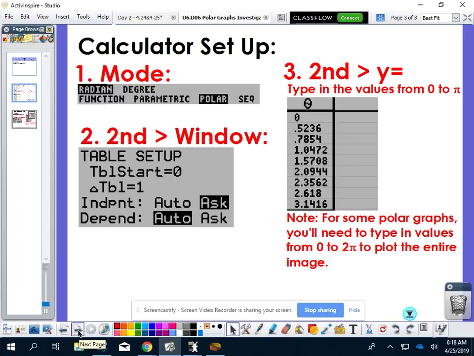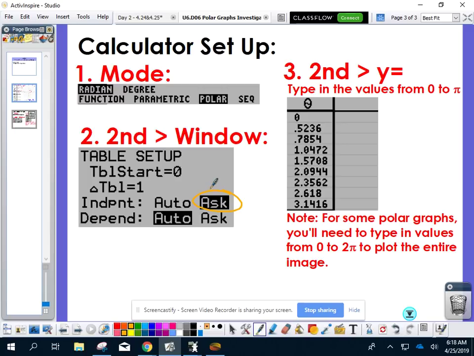features in your calculator. First of all, you need to make sure your mode in your calculator is both radian and polar. And then you'll go and hit the button second window. That's where you get your table set. And we are going to change your table set here, the independent variable, to ask. This just means that you can type in whatever you want when you're looking at the table, so you can get all those theta values that are pertinent to us.